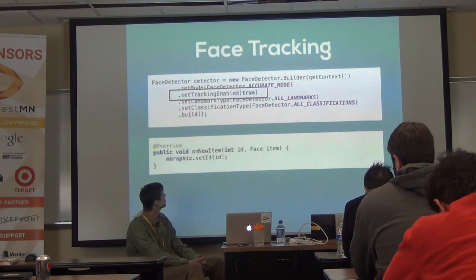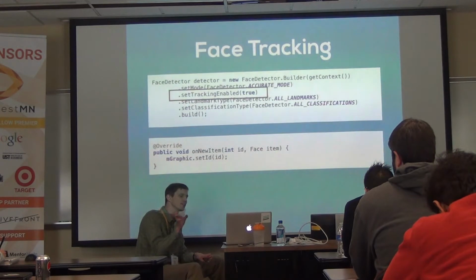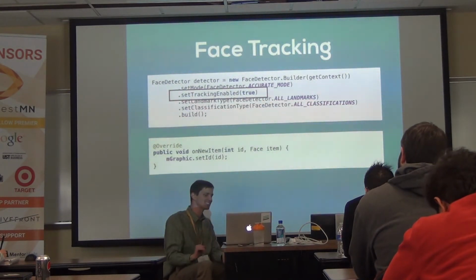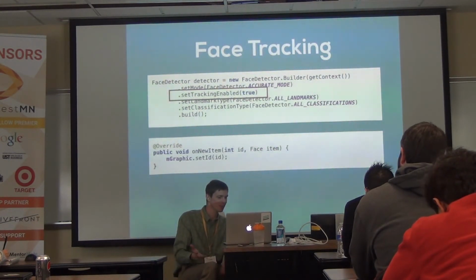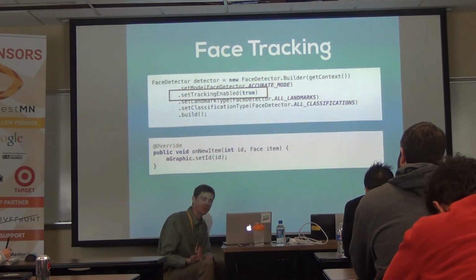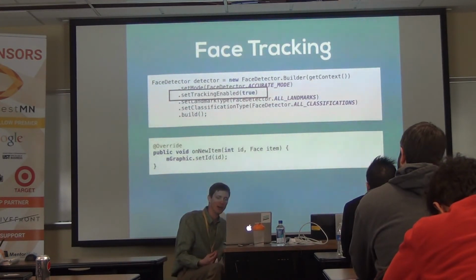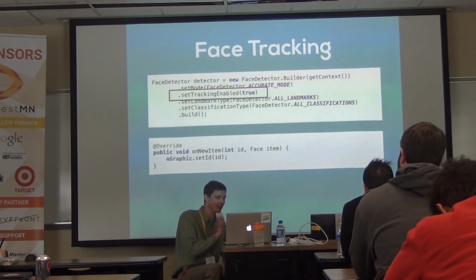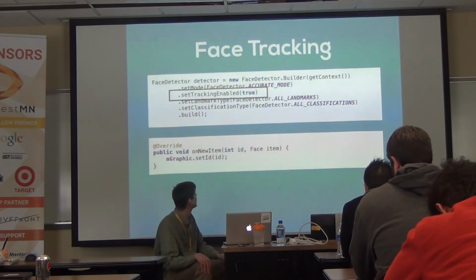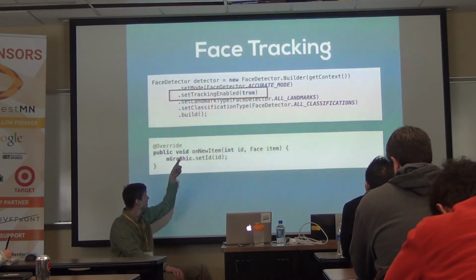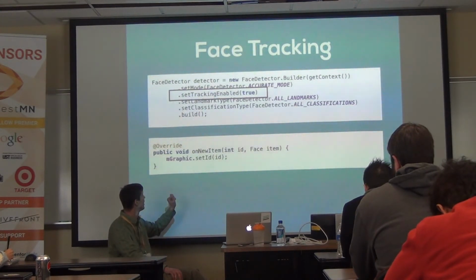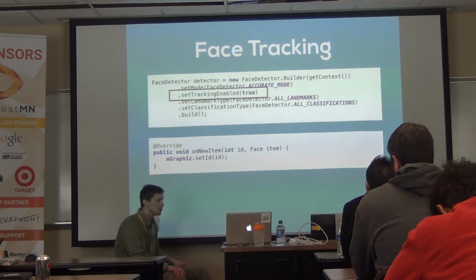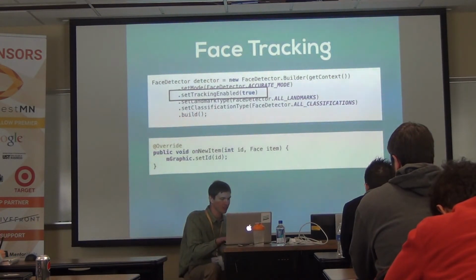Once you enable tracking, though, your face as it goes around the screen is going to have a consistent ID. I'm not sure exactly what you'd want to use this for, but if you want to track the faces by ID around the screen, this is the way you need to do it. You need to enable tracking, as shown above. And then in the tracker, we had already set this, but the graphic then gets a unique ID that gets applied to the graphic.